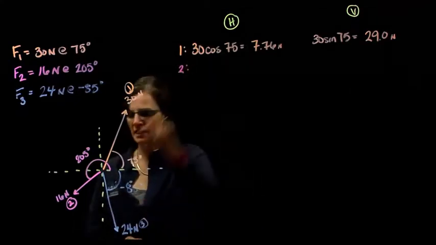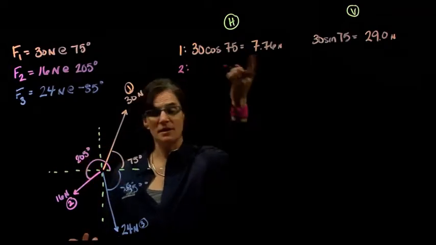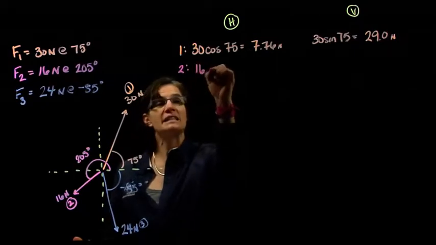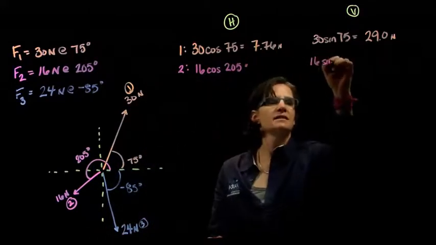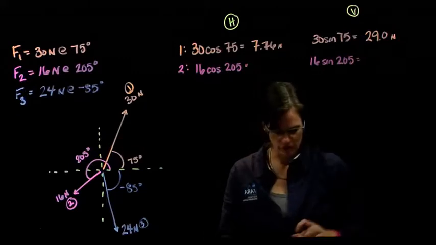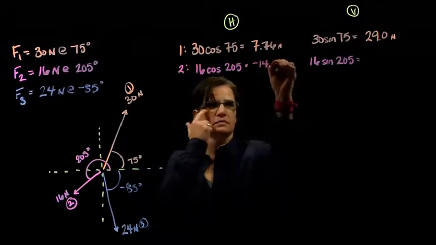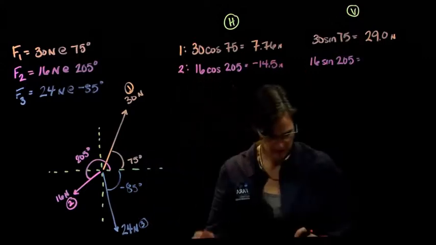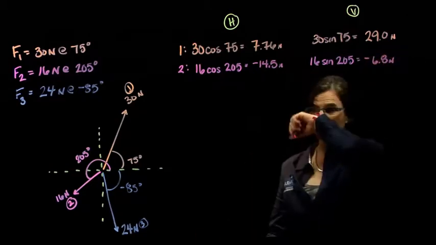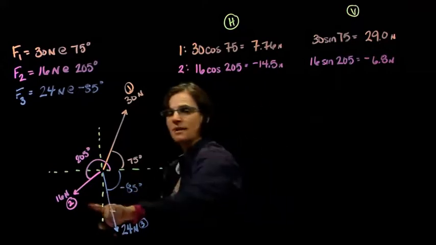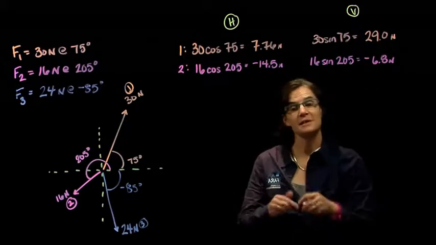Force number 2 is 16. The angle is with respect to the positive x-axis, so I can use my sine and cosine as horizontal and vertical respectively. So I have 16 times the cosine of 205 newtons horizontally and 16 times the sine of 205 newtons vertically. So 16 cosine of 205 is equal to negative 14.5 newtons, and 16 times the sine of 205 is equal to negative 6.8 newtons. Now both components are negative. Does that make sense? Well, my force is in the 3rd quadrant where both the horizontal and vertical components are negative, should be negative. And so it's consistent with what I expect.